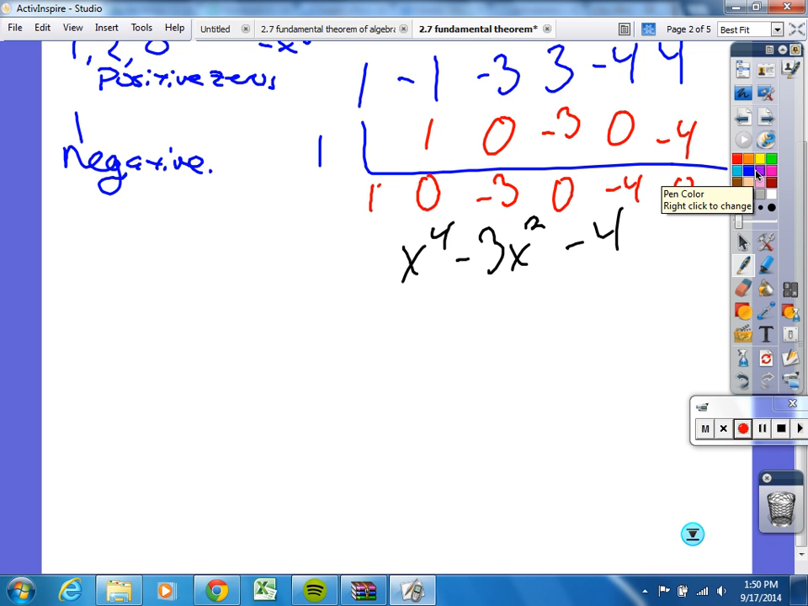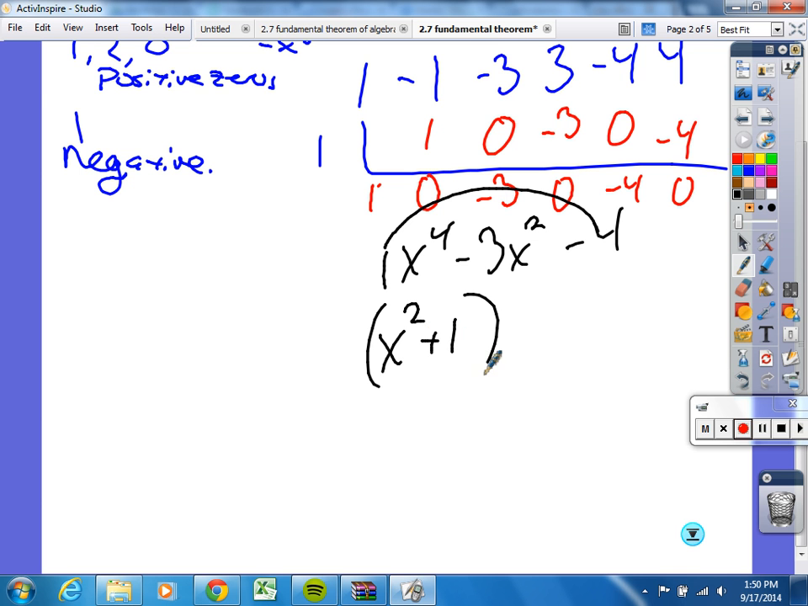You just say, okay, 1 times negative 4, negative 4. Factors of negative 4 to get to negative 3: negative 4, positive 1, right? Correct? Everybody see where I got there? Did I even have to do u substitution? I don't really have to.